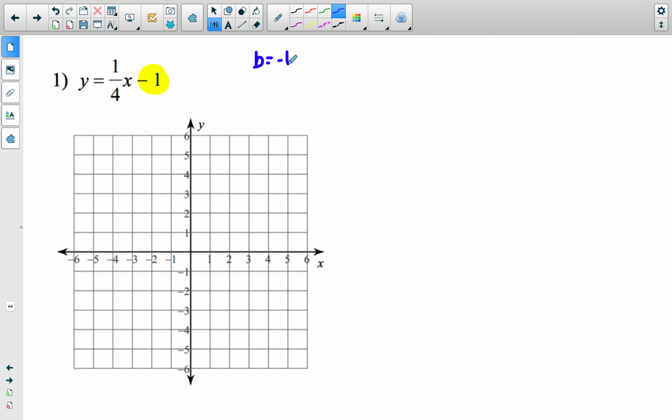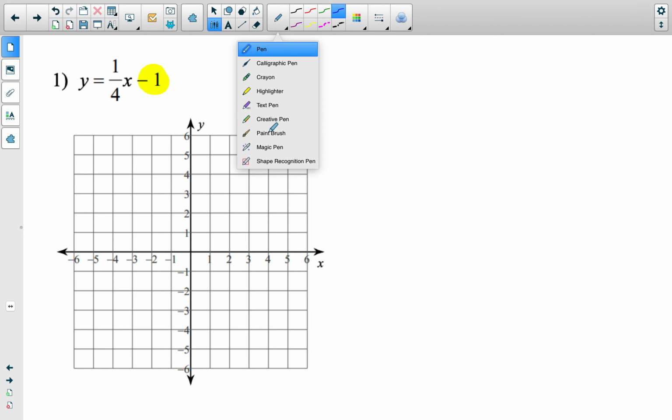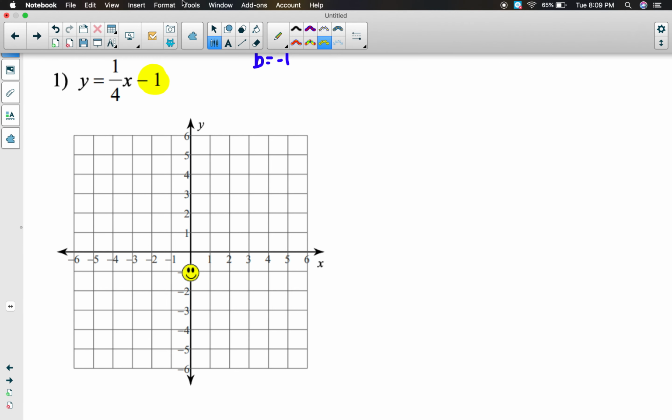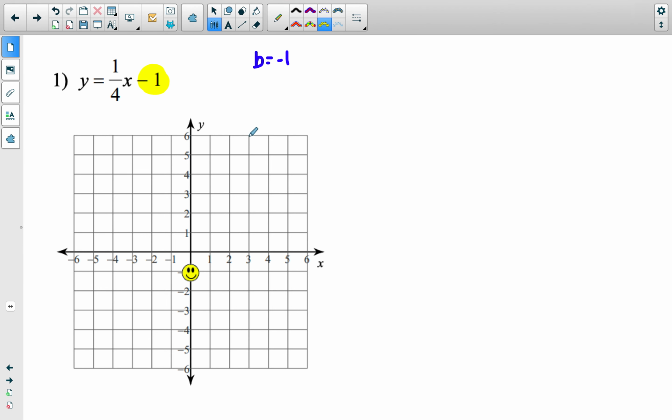Our b value, that's the y-intercept. That's like our starting point. So on the y-axis, you want to go to -1. I'm going to get the creative pen out here so we can see it a little bit better. You want to go to -1, I'll use a smiley face, and put a point there. That is our starting point. So the first step when you're doing this is to plot the y-intercept. Put a point on the y-intercept.